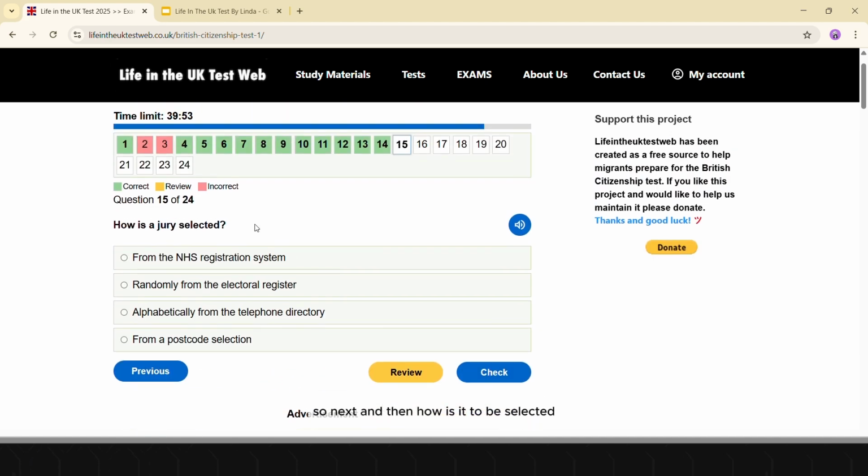And then, how is a jury selected? Once you see something like this, let something come to your mind straight away: random. Just look for random and click random. Don't do it for everything, just this jury selection, because there's one other one where the answer is not random. But if you see a question like this one, just go for random.